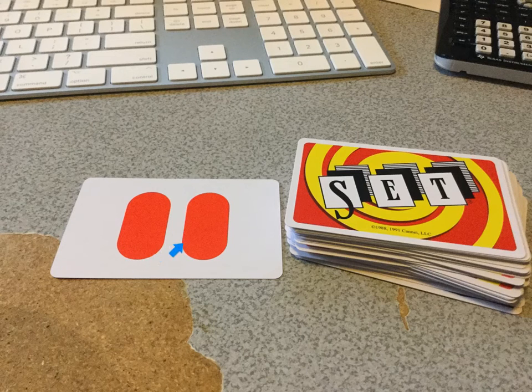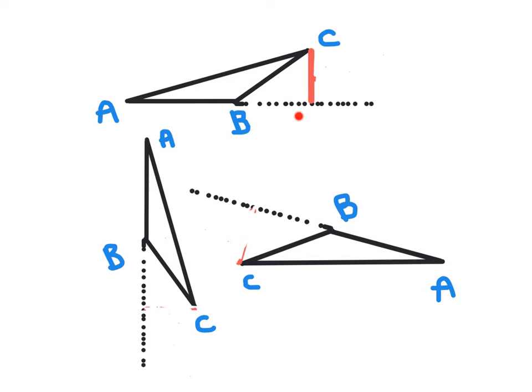For a quiz question, the top set card in my deck is 2 solid red ovals. Something to notice here, there's nothing special about taking the height based off of the angle opposite A in this case. I've taken this triangle ABC and I've reoriented it in 2 different ways. Same triangle, just spun around. So I could take the height to be this length here. That would be based off angle C. Or I could take the height to be this length here.